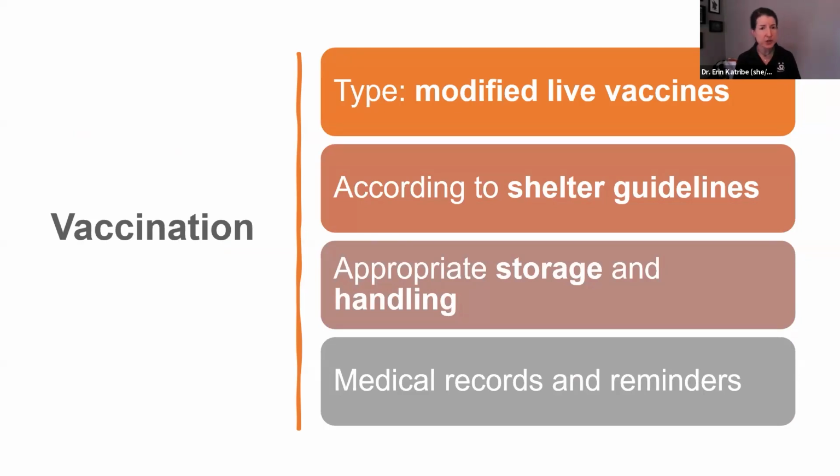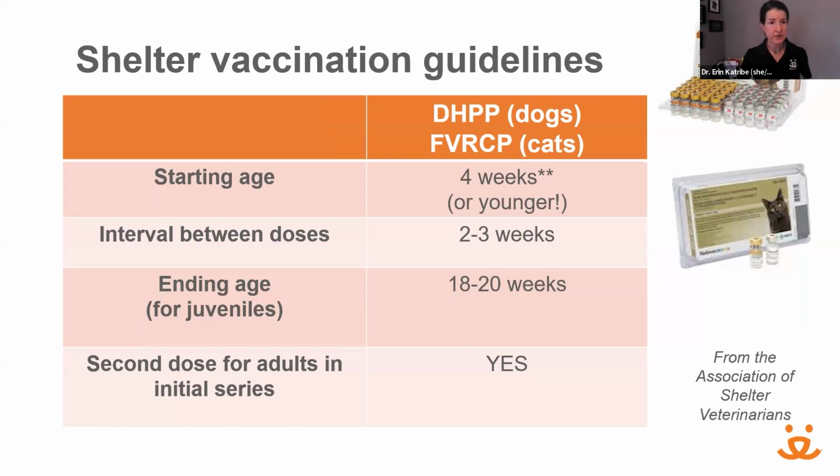We'll vaccinate according to shelter guidelines, which I'll show you in a second. We need to make sure that we're storing and handling our vaccines appropriately. If we're not, they can lose efficacy. And in order to give those additional doses on time, we need to make sure that we're entering this into our shelter software and we're using those reminders so we don't miss those additional doses. What is that shelter vaccination schedule?